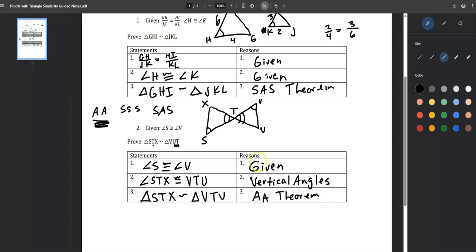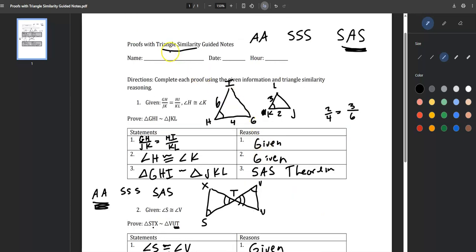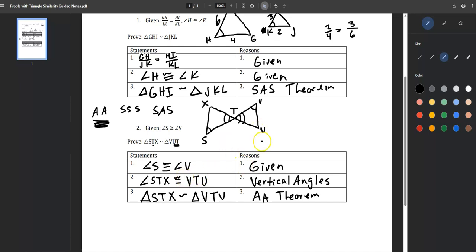So again, with these triangle similarities, we're just trying to use one of the three, and we're putting all the given parts and then trying to state whatever else I need. Again, if you need a picture, draw a picture. That will help you as well.